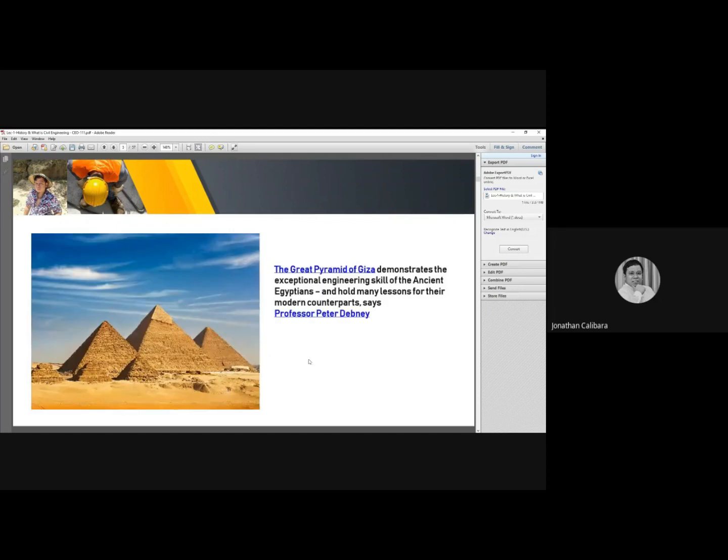So this example of the Great Pyramid of Giza demonstrates the exceptional engineering skill of ancient Egyptians and holds many lessons for their modern counterparts, says Professor Peter Dipney. So those are the stories behind that pyramid. We won't go too deep into it, but at least we know what a pyramid is and that it was considered an old structure.